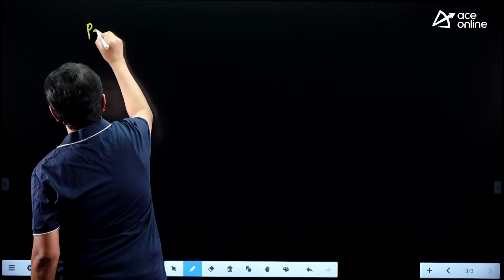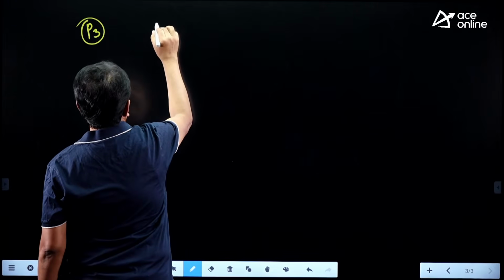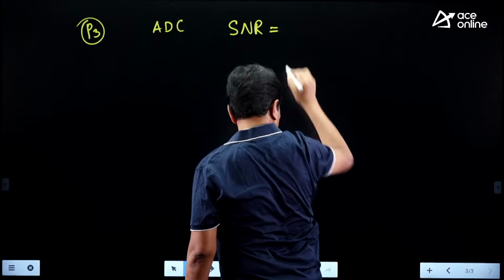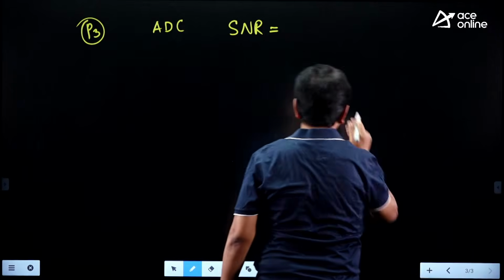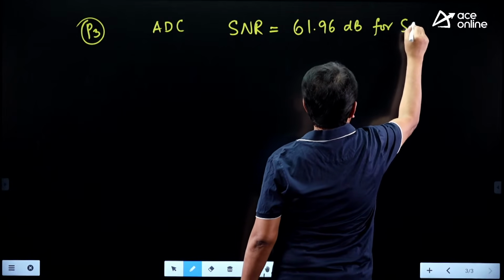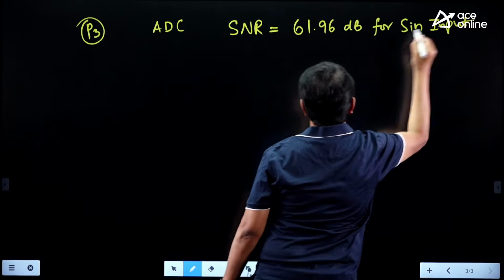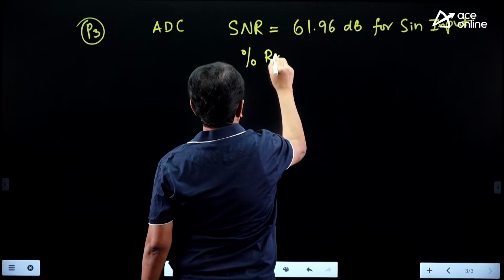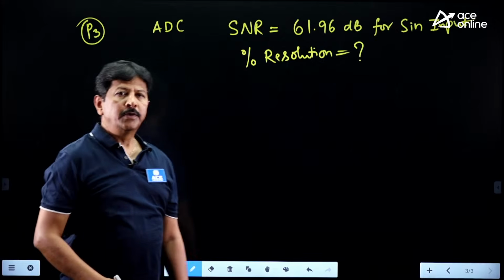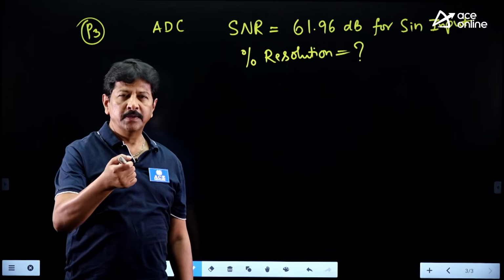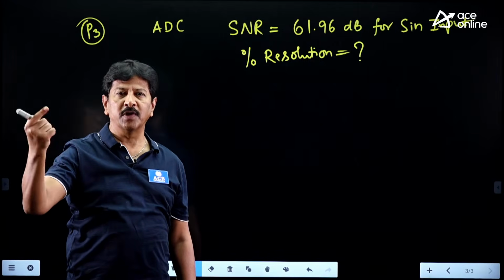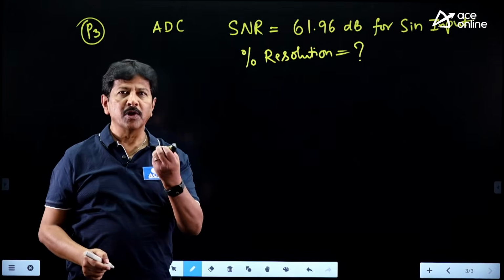So from my side, the final problem is an ADC whose signal to noise ratio is equal to 61.96 decibels for sinusoidal input. Find the percentage resolution. To calculate the percentage resolution, I have to know the size of the A to D converter, how many bits, because its formula is 1 by 2 power n minus 1, into 100. So for that, a little bit of PCM concepts you have to use here.